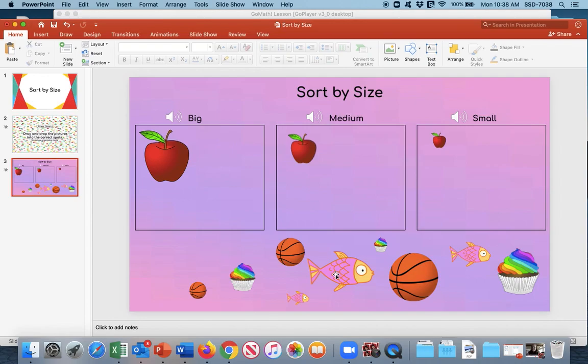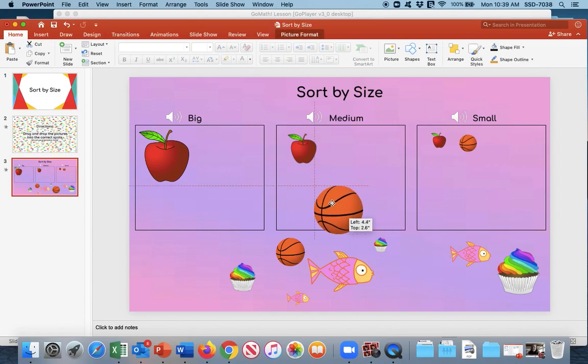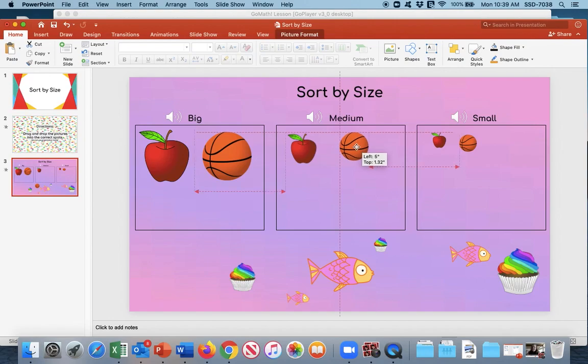So now we can do the same thing with all the other objects down here. So I'm just going to go to an object, and then I want you to say out loud while you're doing the lesson whether you think it is big, medium, or small. So the basketball here, if you guessed small, that's correct. How about this basketball? If you guessed big, that's correct. It's going to go over here. And this one is medium. It's going to be moved here.